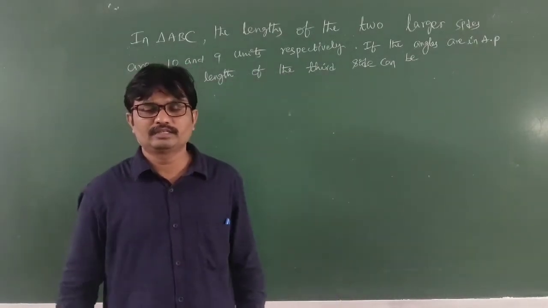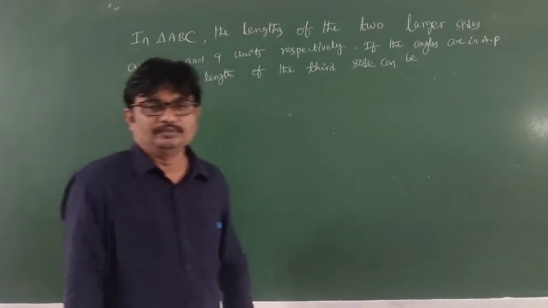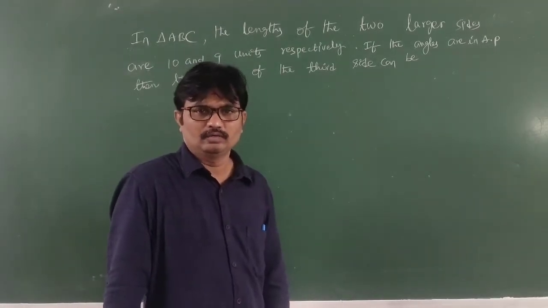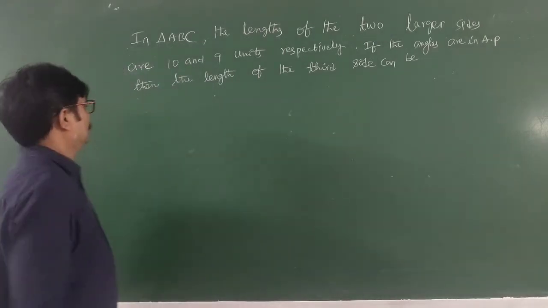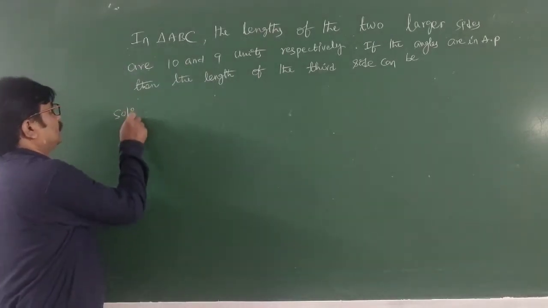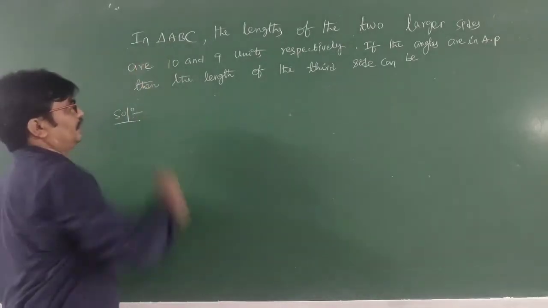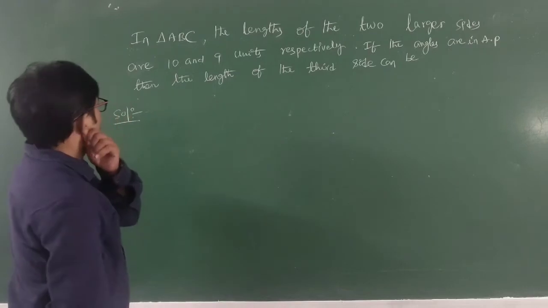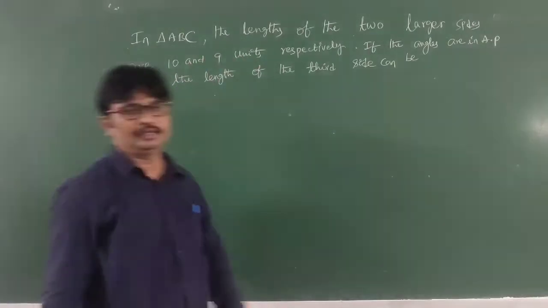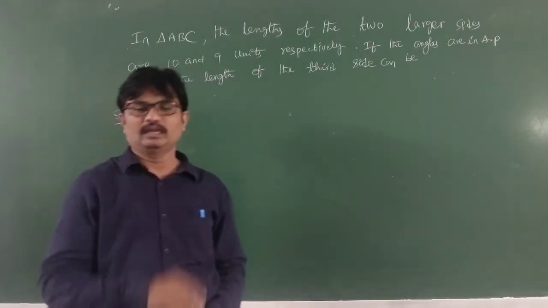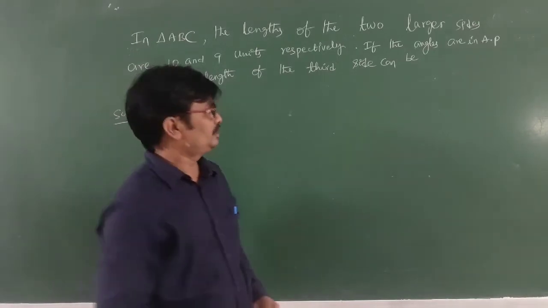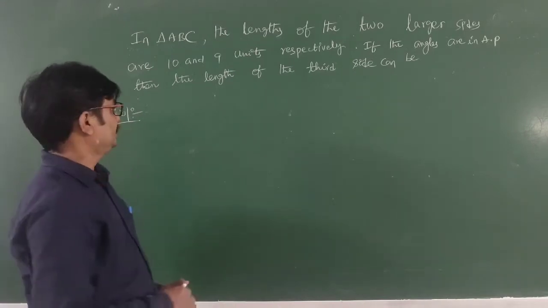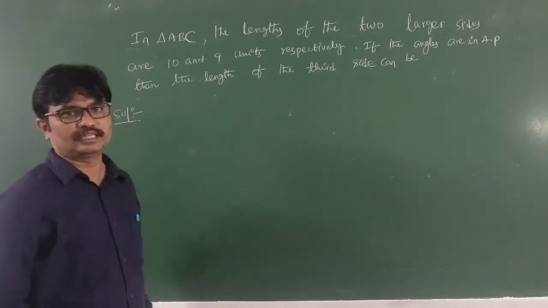Today we are going to discuss objective questions from part 1 and part 2 in properties of triangles. Okay, students. Now the question number 1. In a triangle ABC, the lengths of the two larger sides are 10 and 9 units respectively. Here it is given that the larger sides are 10 and 9 units. The angles are in AP, then find the length of the third side.